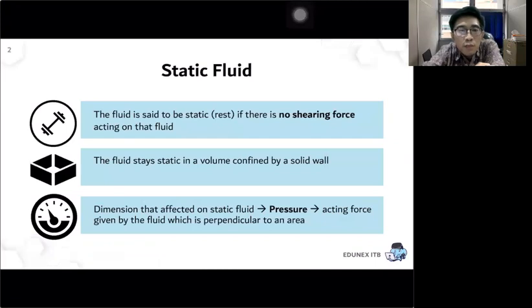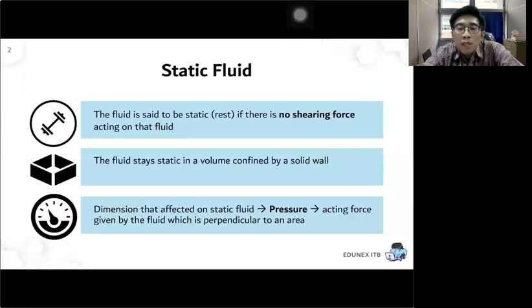So the fluid is said to be static or at rest if there is no shearing force that acts on the fluid, because we already know that the fluid can be said to be moving or experiencing continuous deformation if the fluid experiences shearing force. So if there is no shearing force acting on the fluid, then the fluid will remain in the static condition. And if the fluid is in a static condition, it means the fluid will be confined in a certain volume by a solid wall.